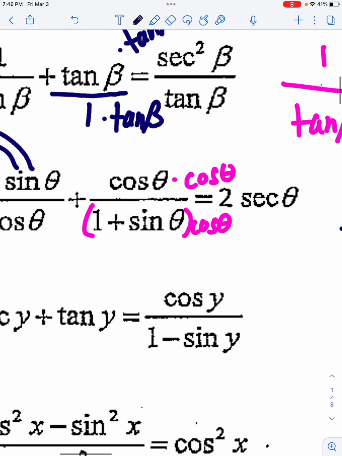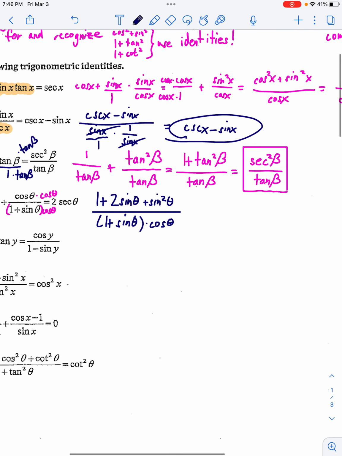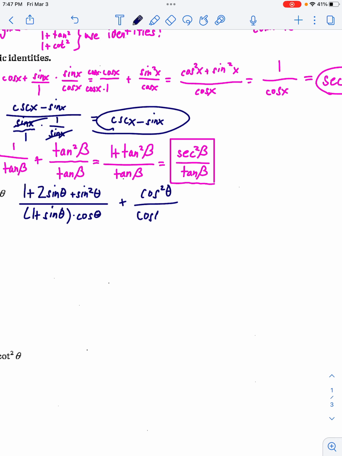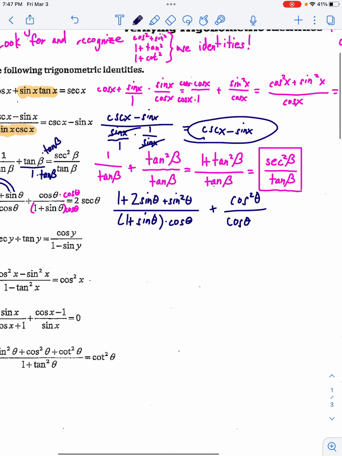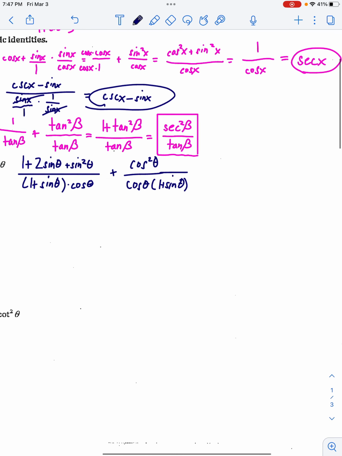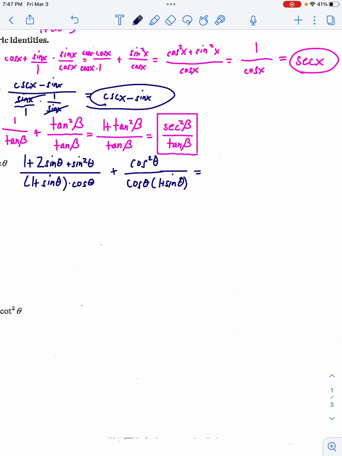And then over here, the second fraction becomes plus cosine squared theta all over cosine theta times 1 plus sine theta. I told you guys not to expand that, okay? There you go. So once I have a common denominator, I can just add straight across the top.